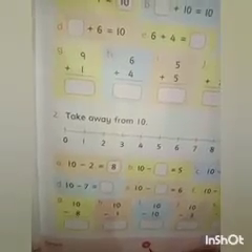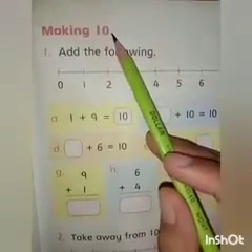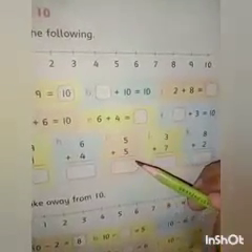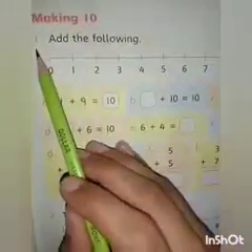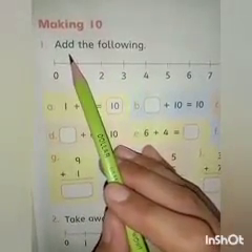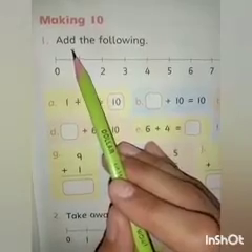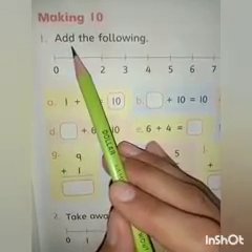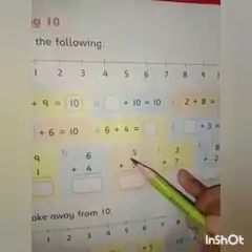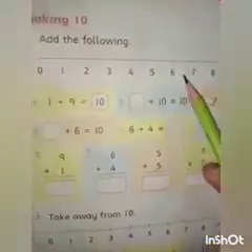Page number 9. Making 10. Here we are going to make 10 with all these numbers. Question number 1. Add the following. Students, do you remember what addition is? Let me tell you. Addition is the process of adding something. And we are going to add all these numbers using the number line.